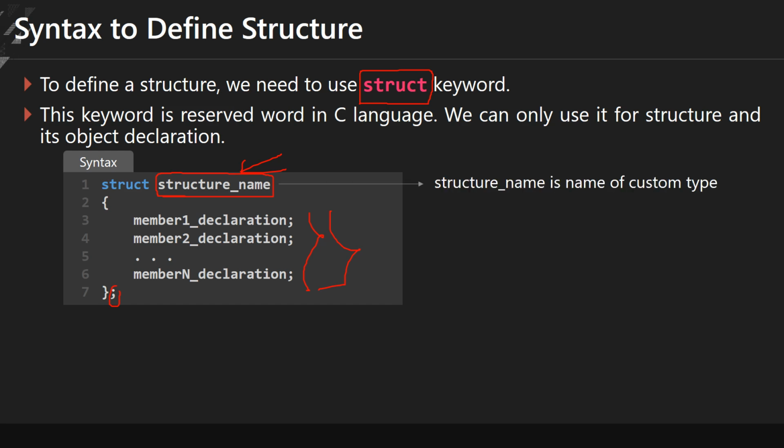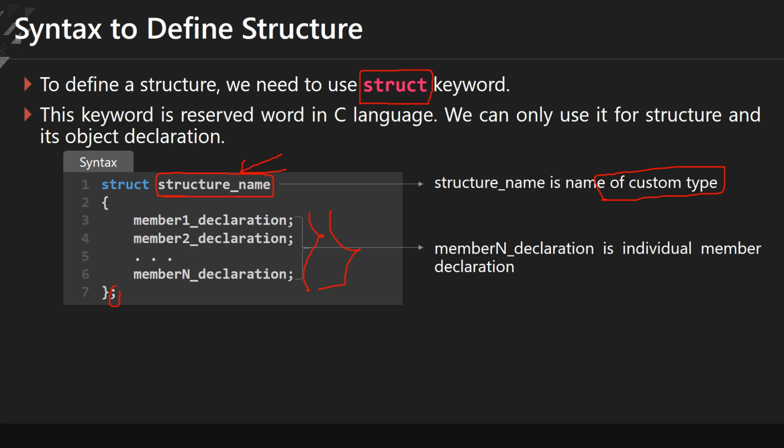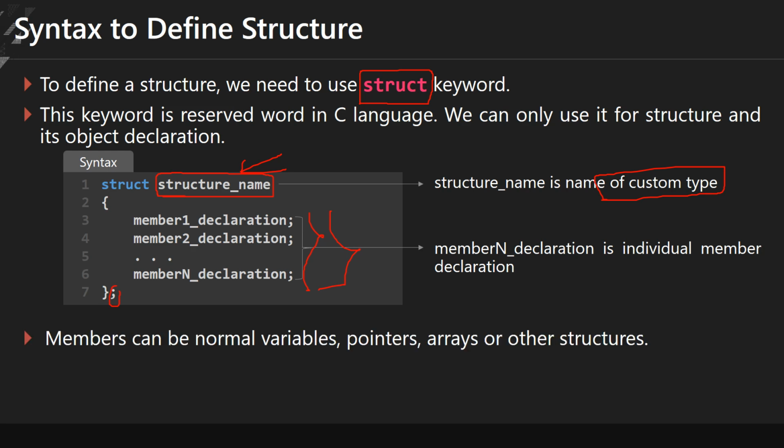So the explanation has been given here. The structure name is the name of the custom type, and as I told, it is left to you whatever name you want to give. These are the individual member declarations. You need to remember here that members can be normal variables, pointers or arrays. Another structure can also be declared inside the structure. That means a nested structure. It is left to the programmer, depending on the complexity of the problem situation.